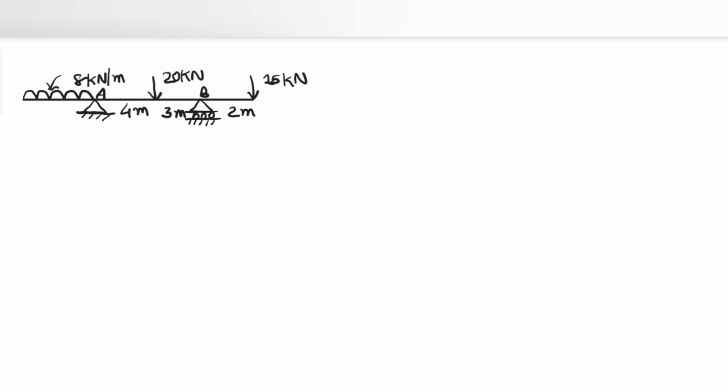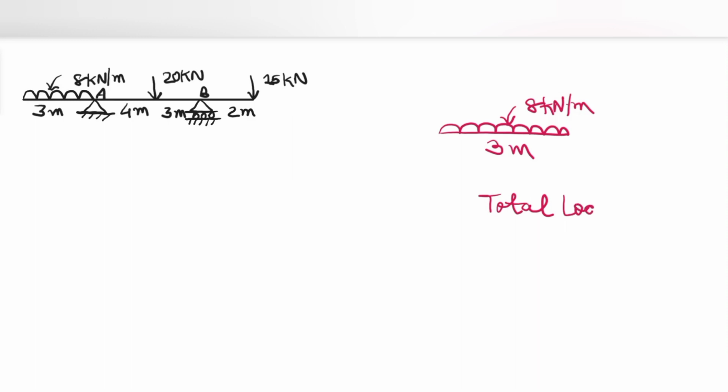8 kilonewton per meter uniformly distributed load is acting. Then this 20 kilonewton point load is acting, and 15 kilonewton also it is a point load. In the previous video I have already taught you how we can find the total load when UDL is acting, but again we'll see. Here we can see on this 3 meter span UDL is acting. It is 8 kilonewton per meter. This means that my total load will be equal to W into L. W is 8 kilonewton per meter, and my length is 3 meter, so it will be 8 into 3, which is 24 kilonewton.